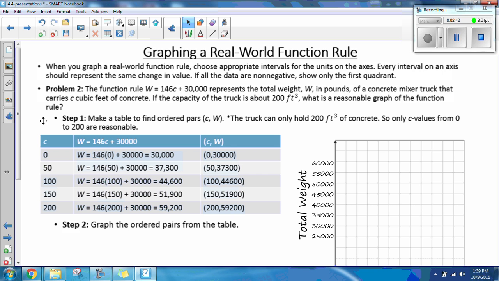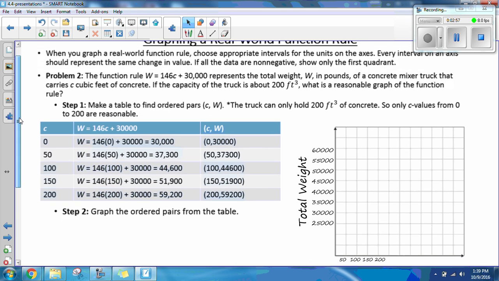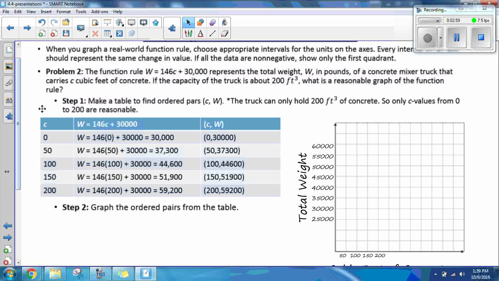When you graph a real-world function rule, choose appropriate intervals for the units on the axes. Every interval on an axis should represent the same change in value. If all the data are non-negative, show only the first quadrant. For example, we have in problem 2, the function rule W equals 146C plus 30,000 represents the total weight in pounds of a concrete mixer truck that carries C cubic feet of concrete. If the capacity of the truck is 200 cubic feet, what is a reasonable graph of the function rule?